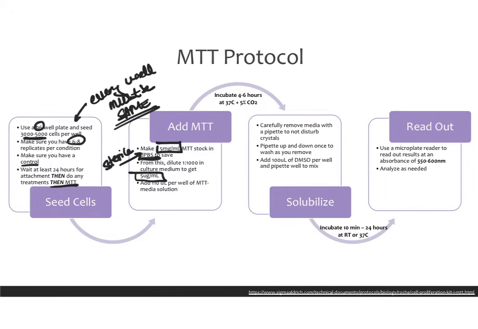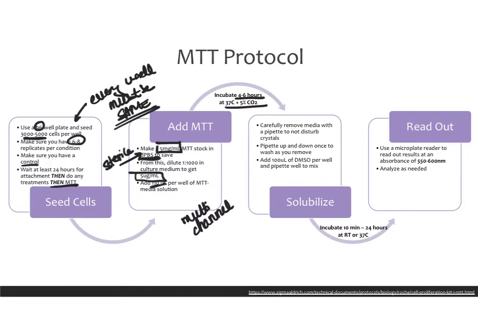And then you will add 110 microliters per well of MTT media solution. And it's always good to do all of this with a multi-channel. It just makes it much easier to get through the volumes and the pipetting and to be consistent. So once you've done that and you've mixed, pipetted up and down, mixed it in, you're going to incubate for 4 to 6 hours at 37 degrees.